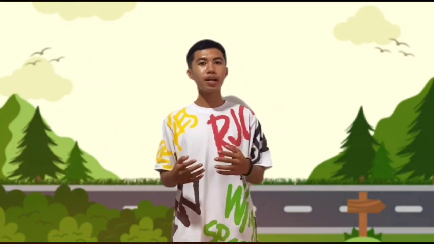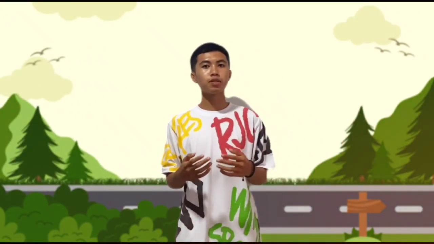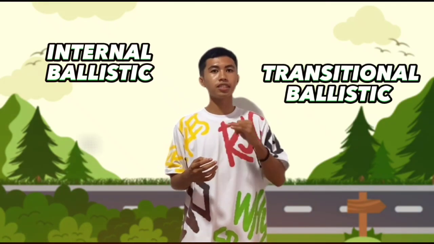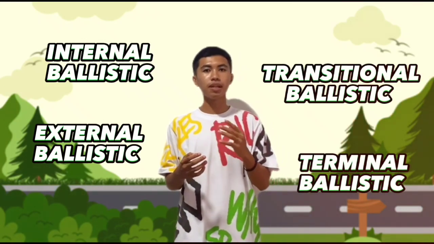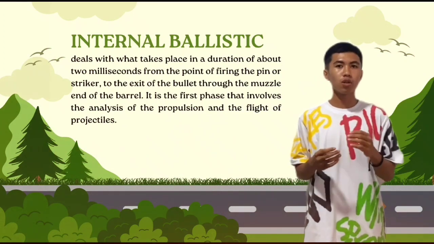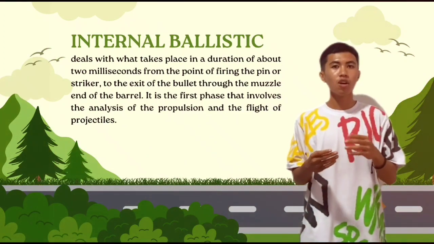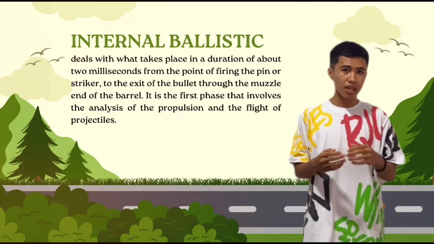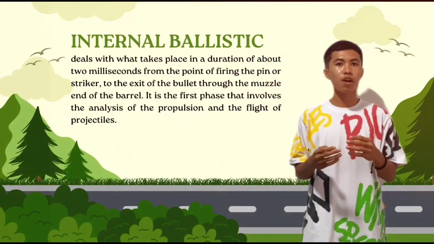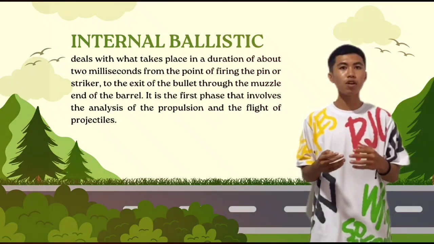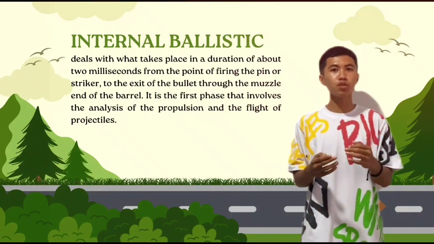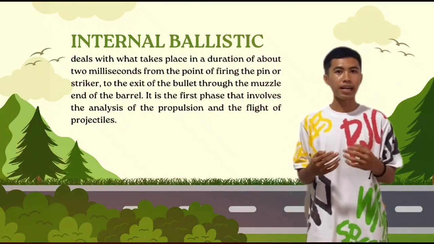Thank you, Co-Wonder 1. Now, here are the 4 types of ballistics: internal ballistics, transitional ballistics, external ballistics, and terminal ballistics. The first one is internal ballistics. It is also known as initial ballistics or interior ballistics. Internal ballistics takes place over a duration of about 2 milliseconds, from the point of the firing pin or striker to the exit of the bullet through the muzzle of the barrel.